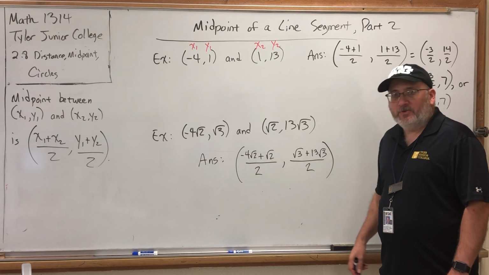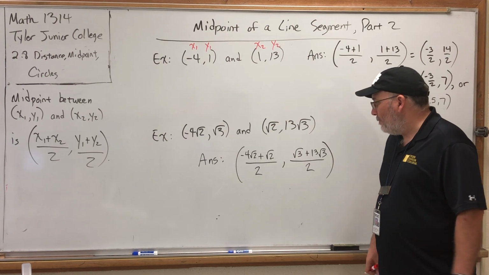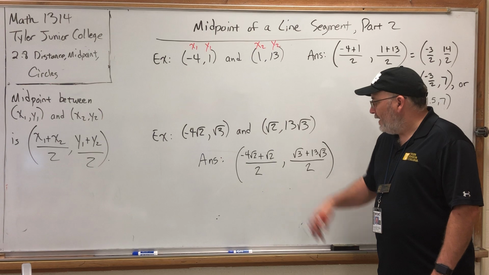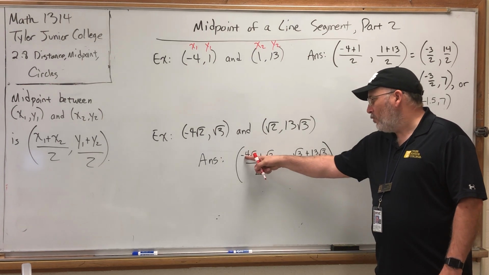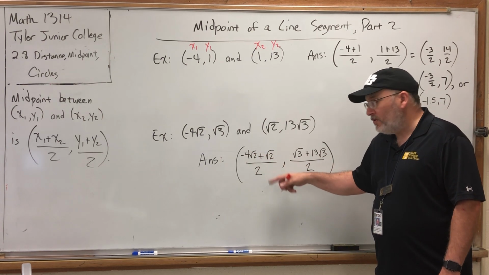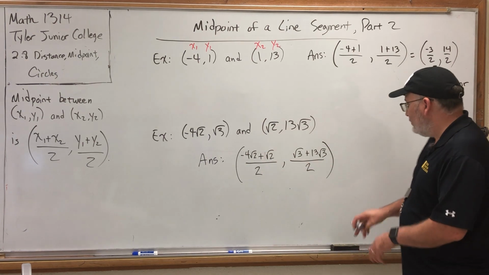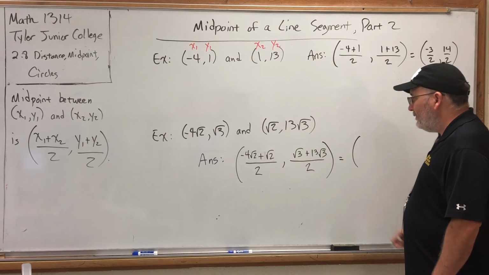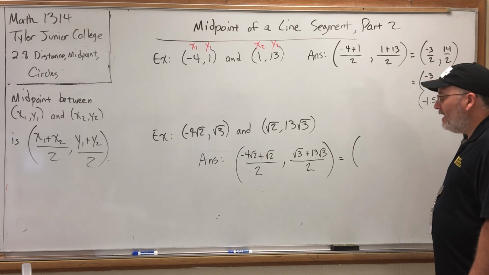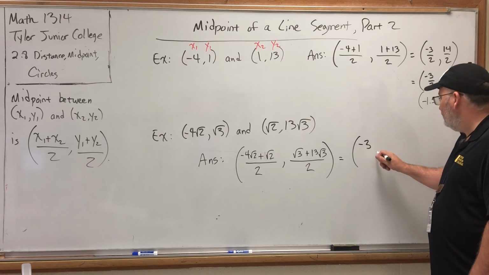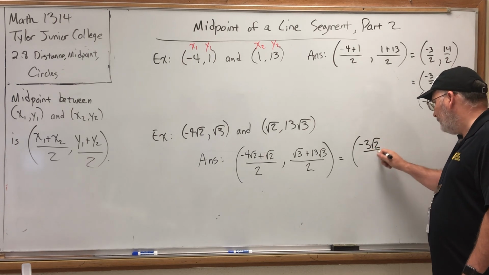We do have like radicals in each numerator, so we can combine them by adding their coefficients. In the x-coordinate, we have a -4 in front of the square root of 2 and an implied 1 in front of the square root of 2. So all we have to do is add -4 and 1, and we get -3 square root of 2. Still over 2.